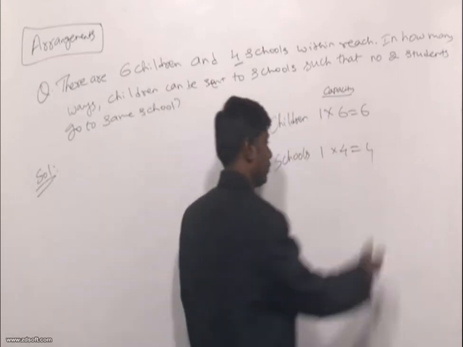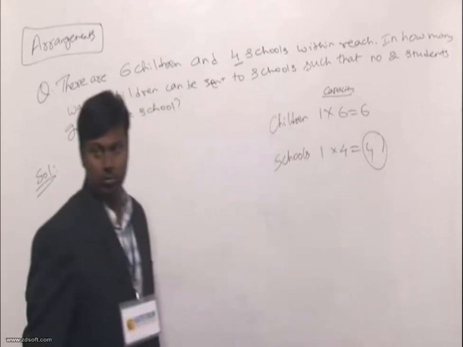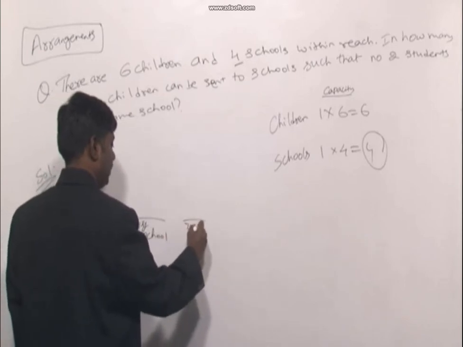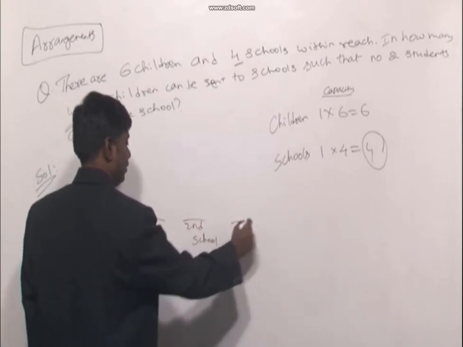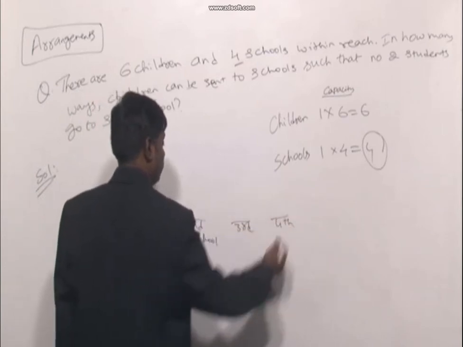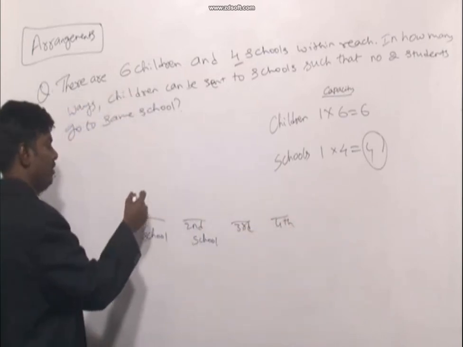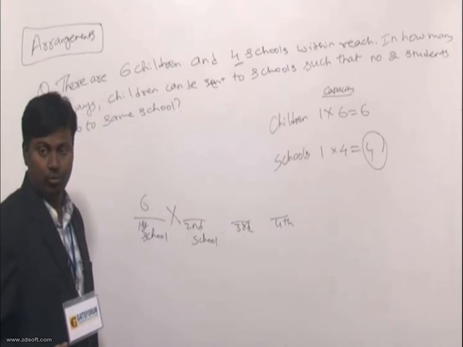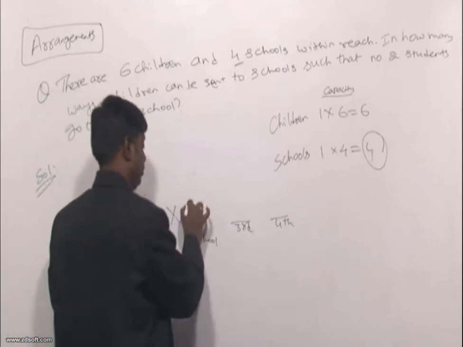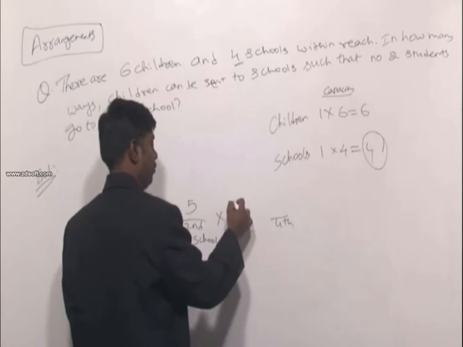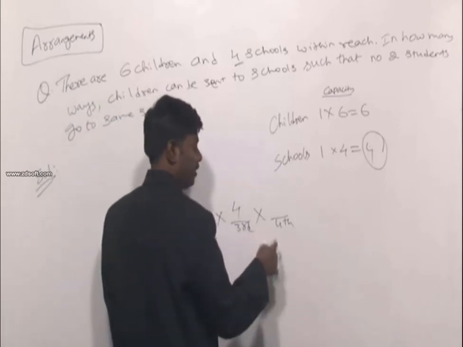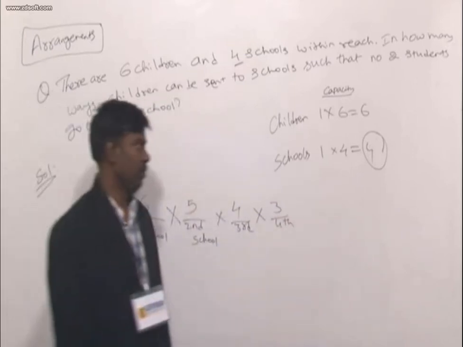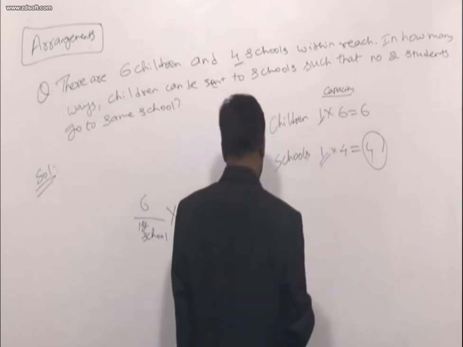So you have to treat the problem with respect to schools. First school, second school, third, fourth. First school can accommodate any of the 6 children in 6 ways. For each of those possibilities, second school can accommodate any of the remaining 5. For each of those possibilities, third school can accommodate any of the remaining 4. For each of those possibilities, fourth school can accommodate any of the remaining 3. Also, as I said, individual capacity is 1. There's one more way in which you can do.